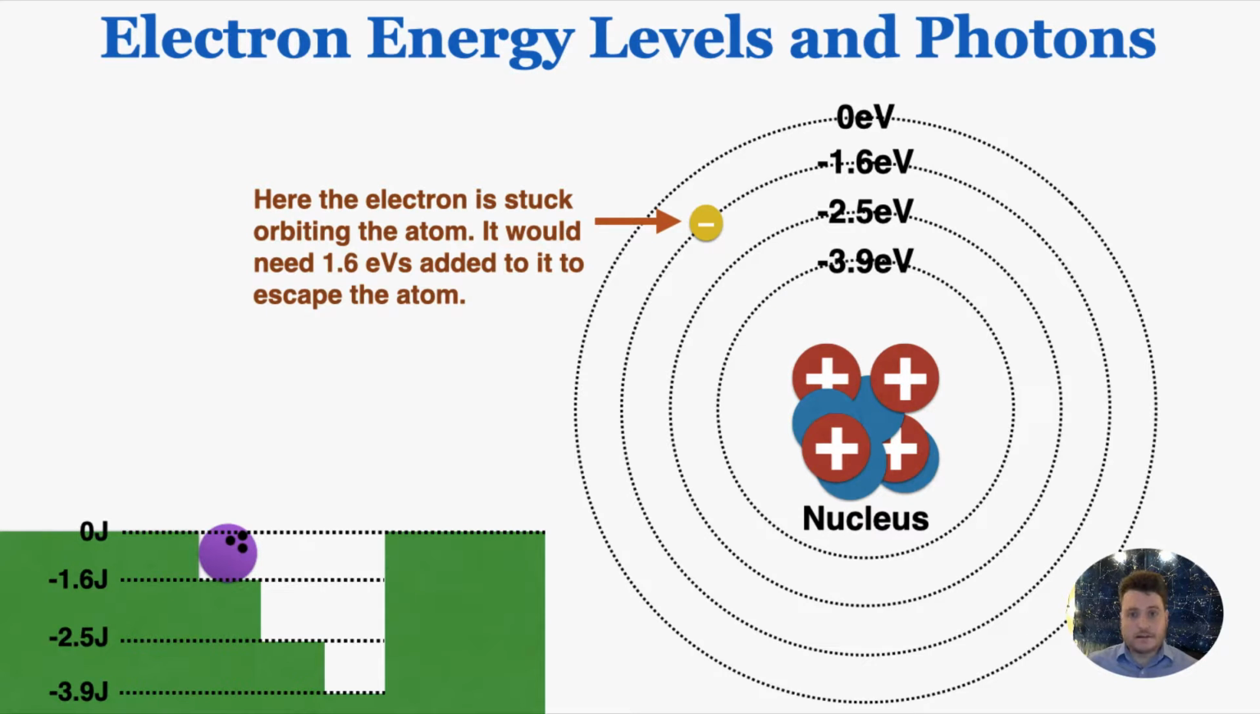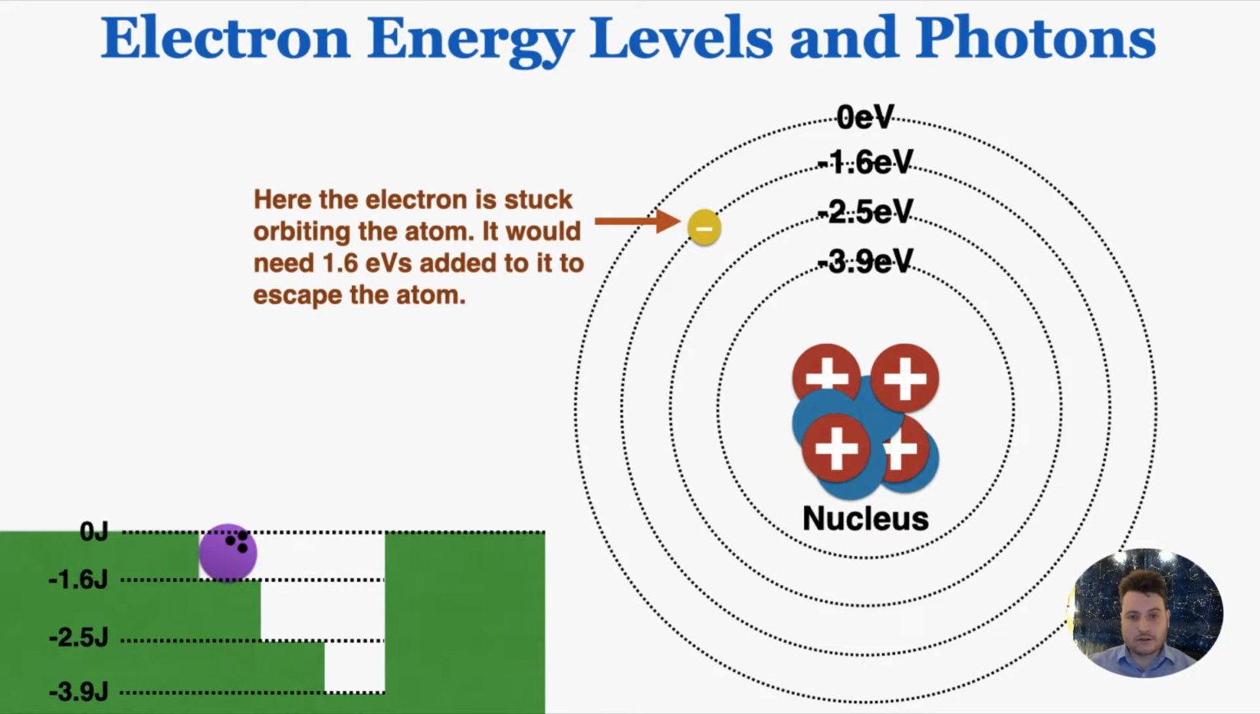If no energy is added to these objects, the bowling ball is just going to remain in that hole, and the electron is going to remain in orbit at that level around the nucleus. So the energy that an electron has in an atom is always recorded as negative because it's telling you exactly how much energy is required to escape the atom.